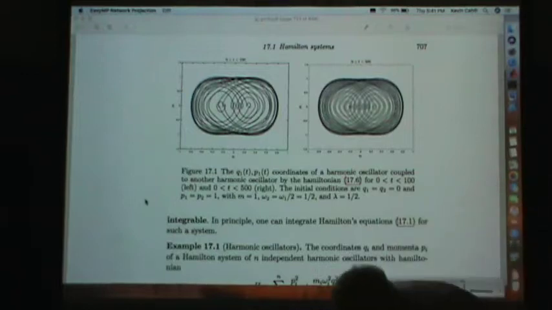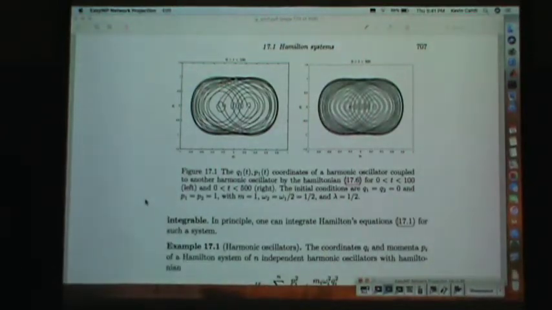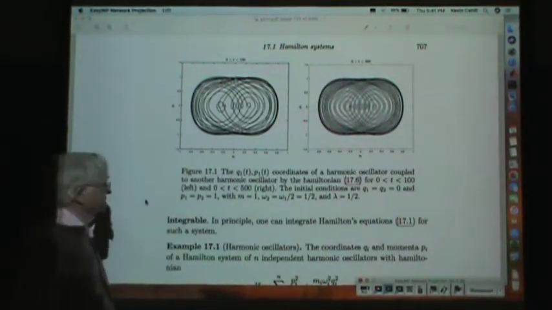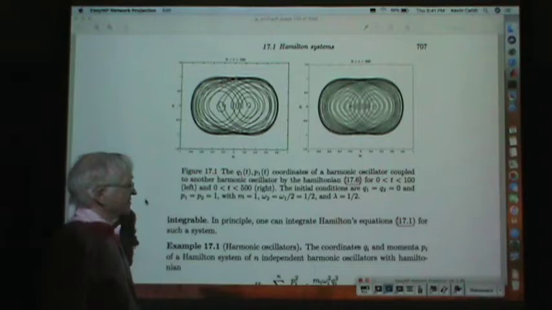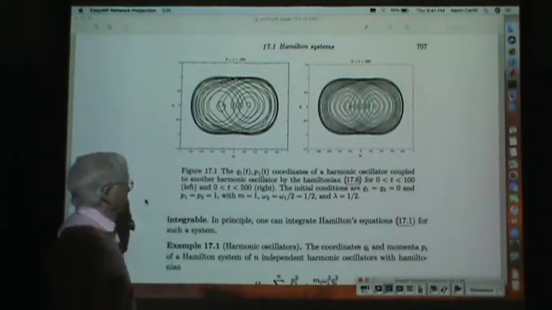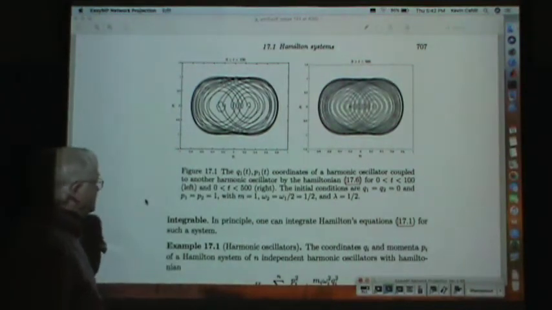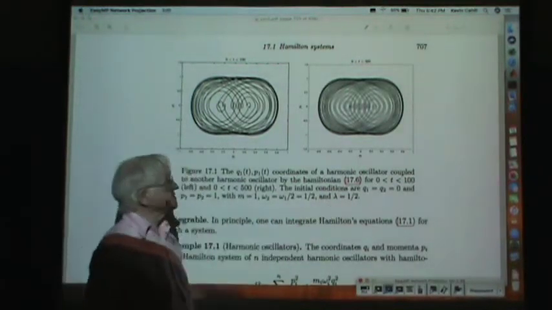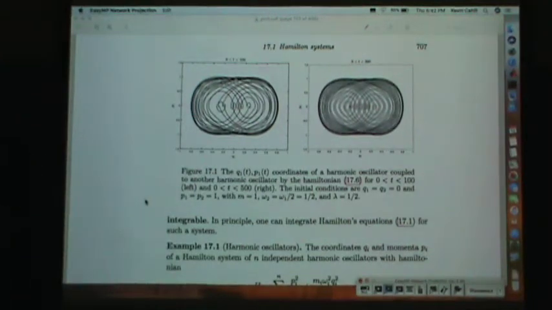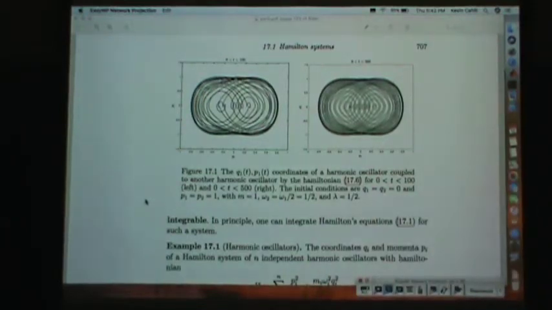The second image is blurry. It's sharp on the computer screen, but it's not very good on the projected image. So these are the coordinates of the first harmonic oscillator for time going from 0 to 100 on the left and 0 to 500 on the right. The initial conditions were q equal to 0, p equal to 1, m is 1. The frequencies are different, and lambda was a half. I think I wrote Matlab code to generate these figures and just varied the parameters until I got something that looked interesting.